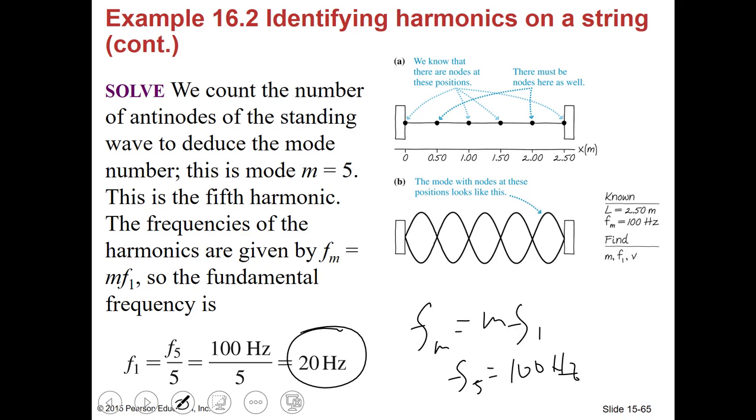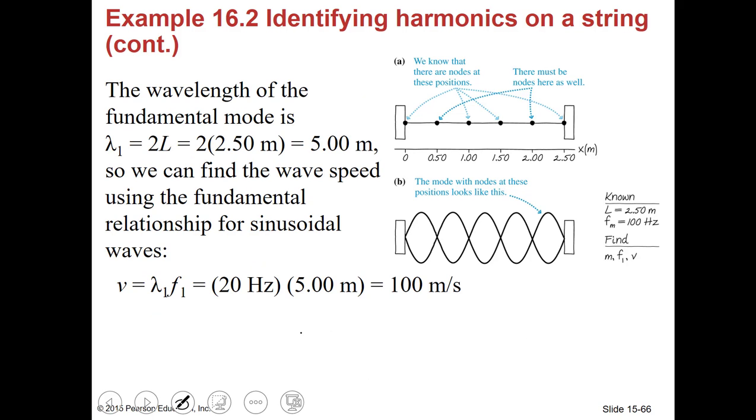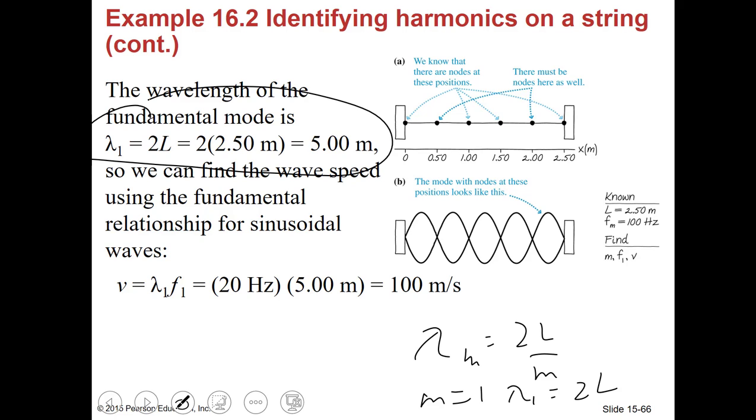So we know the fundamental frequency. Now we need to figure out the speed. Well, we can do that in a couple of different ways. Now that we know the fundamental frequency, we can figure out the fundamental wavelength. So the wavelength, 2L over m. So when m is equal to 1, this wavelength turns out to be 2L. That's what's happening here. That's where that equation's coming from.